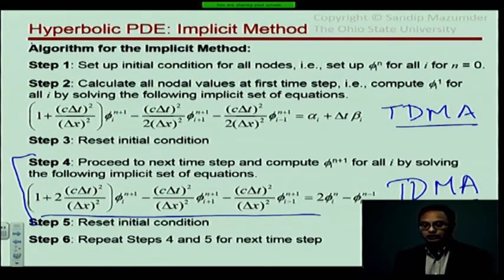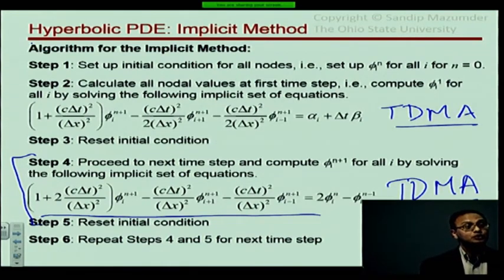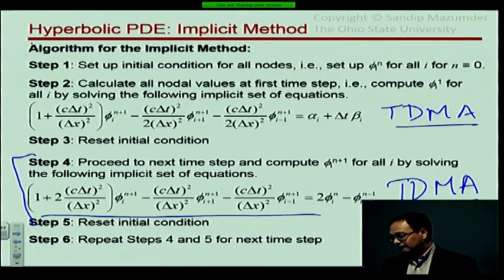So the only difference between explicit and implicit is that in explicit you didn't have to solve any equations, just a simple explicit formula. Here you have to solve a tridiagonal equation for a 1D problem. Now if it's multi-dimensional, you get back to what we discussed earlier. You have to use one of your iterative solvers to solve within each time step. Any questions on the algorithm? All right.